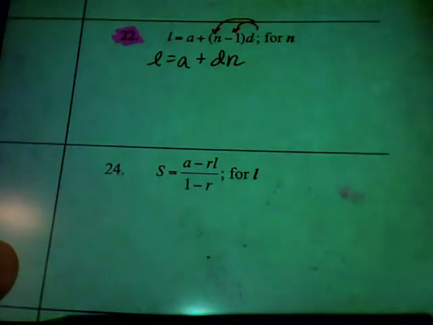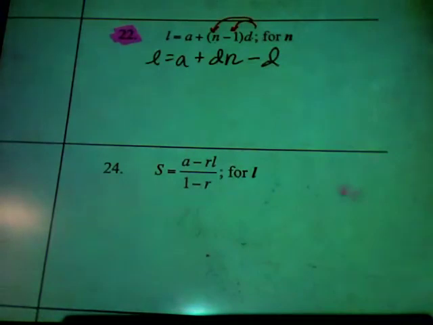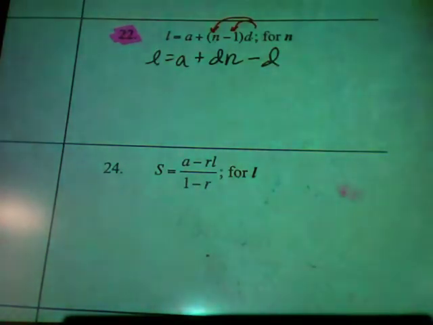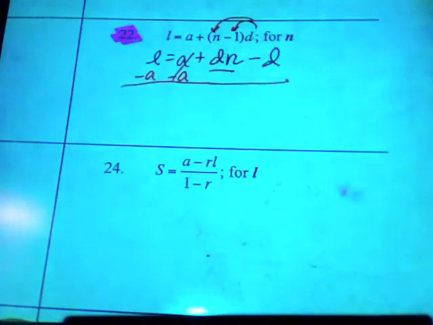So I have, this is an L, so make it cursive. A plus, what's n times d? I'm going to write it alphabetically, dn. Typically that's what we'll do. And then d times a negative 1 is a minus d. What are you solving for? N. So this is the only term that has n in it. I want it by itself. So I need to get rid of the a and the minus d. How do I get rid of the a? Subtract a. So I have L minus a equals dn minus d.